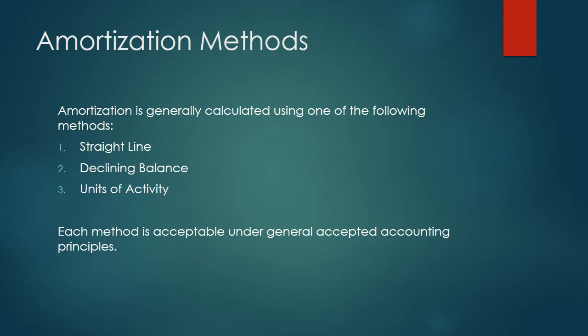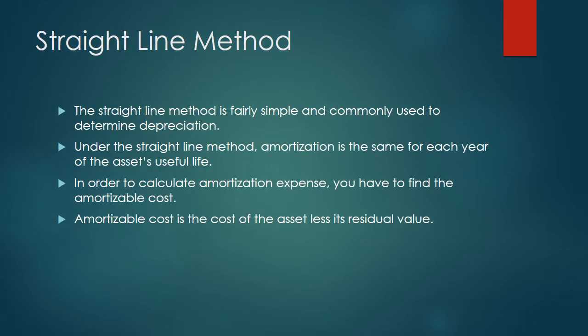There are three methods used to calculate amortization, which are the straight line method, declining balance, along with the units of activity. All three methods are accepted by GAAP. The straight line method is what we're going to be covering in this video. This method is fairly simple and it is the most commonly used when determining depreciation.